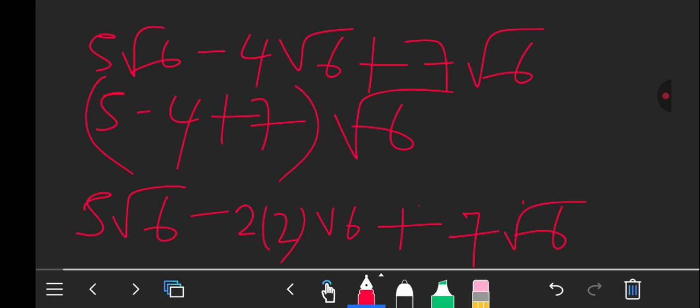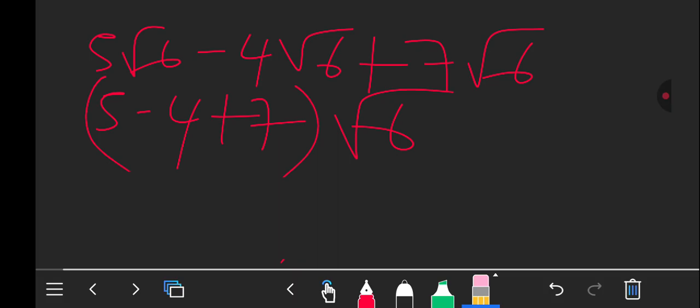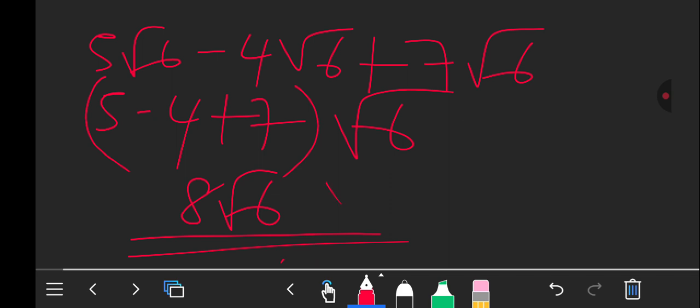This is just the same. You haven't done anything to make it different. So 5 minus 4 is just 1, plus 7, that is 8. So it will remain as 8 square root of 6, and that is the answer. We have simplified it. Okay, let's now go to the next question.